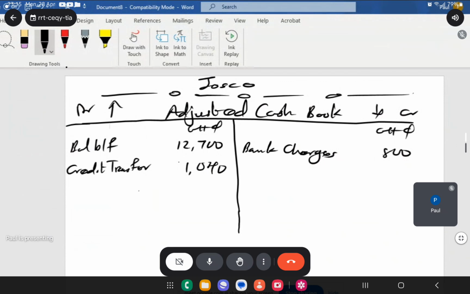Sir, you have to balance, isn't it? Yes. So you leave a space at both sides for the balance. Then you ask yourself, which side is greater? Is it the debit or the credit? The debit side. So you add the debit, and here you get 13,740. Then you find the difference between the debits and the credits.